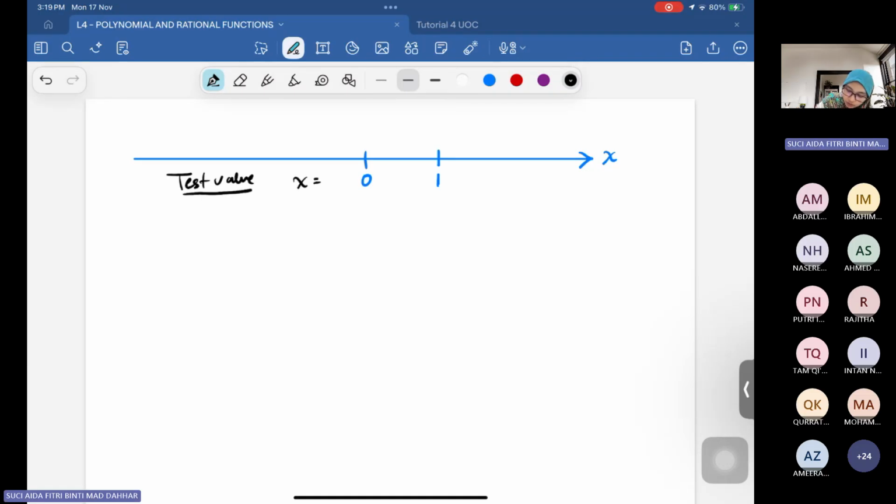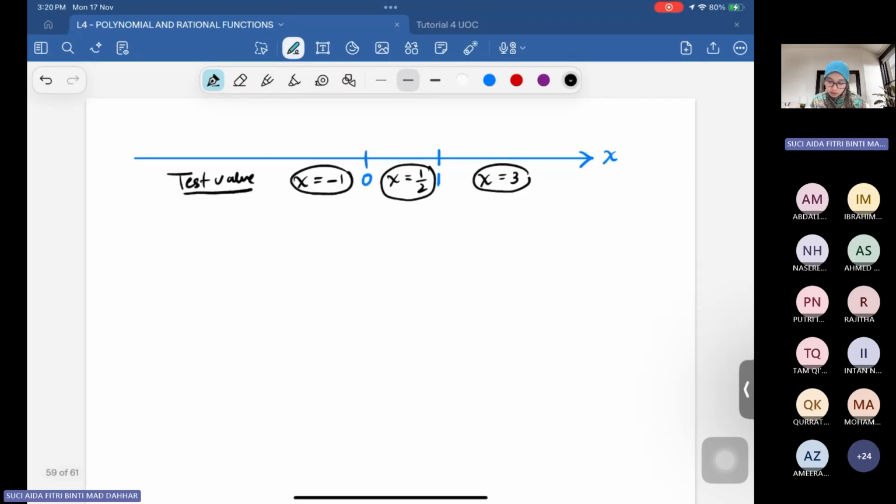So for the first region on the left of 0, you can pick -1, right? In here, you can pick half. No, that's positive. Sorry, it's positive. And then after 1, you can pick 3. Okay. And then now we're going to use our calculate button.